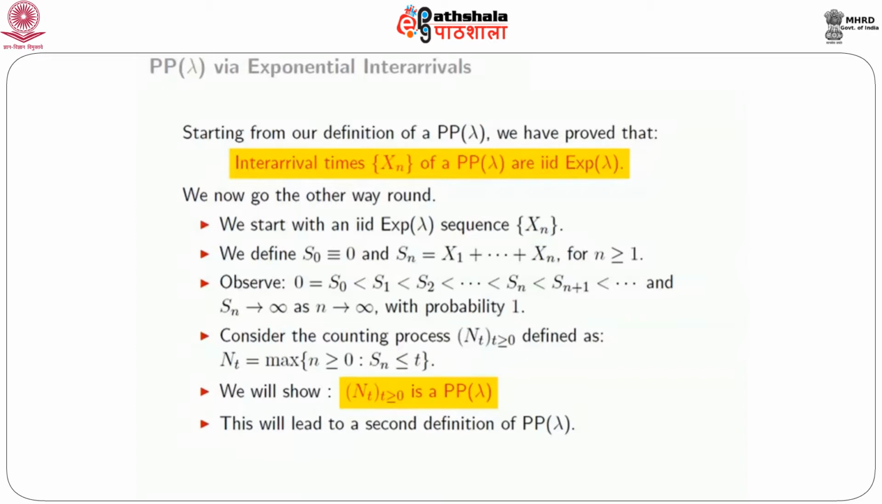What we will show is that this counting process, as we have defined using the Sn's as the arrival times, which in turn are obtained as partial sums of the X sequence, this Nt process is a Poisson process lambda according to our earlier original definition of a Poisson process. Of course, if we show that, then this will lead to a second definition of Poisson process lambda.